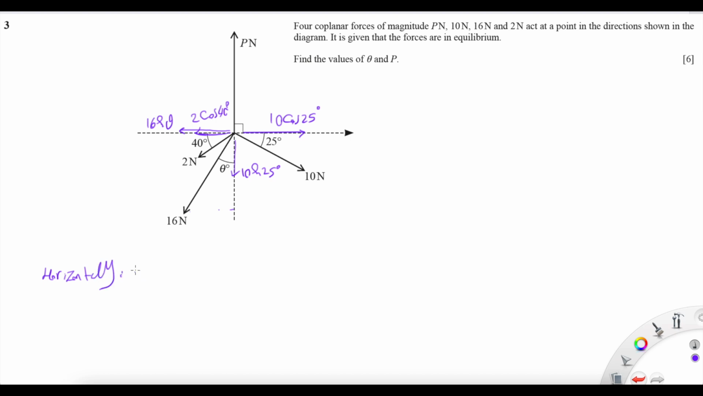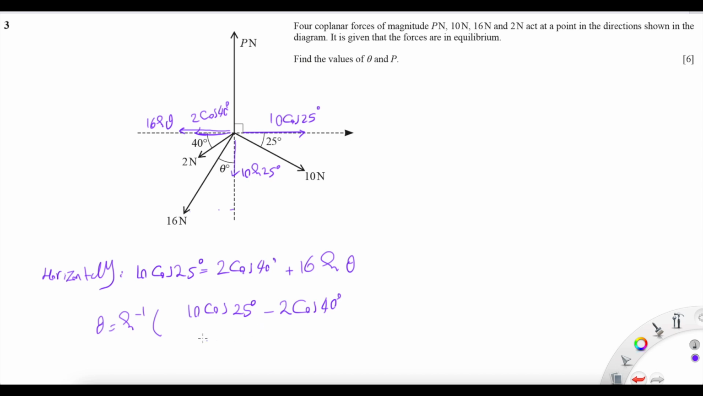So horizontally we have 10 cosine of 25 is supposed to be equal to the forces in the opposite direction. So it will be 2 cosine of 40 plus 16 sine of theta. If I make theta the subject, theta will be sine inverse of (10 cosine of 25 minus 2 cosine of 40 degrees) over 16, giving you an answer of 28.1 degrees. It is the value of theta.